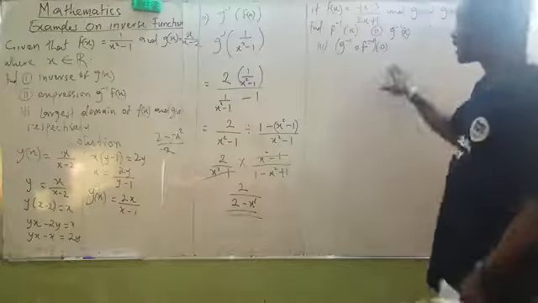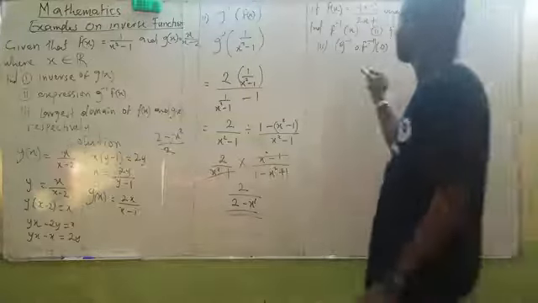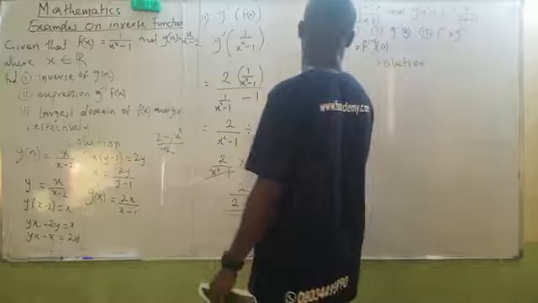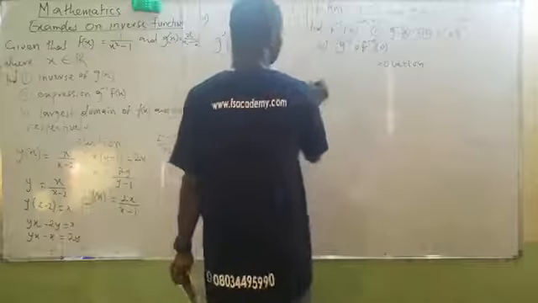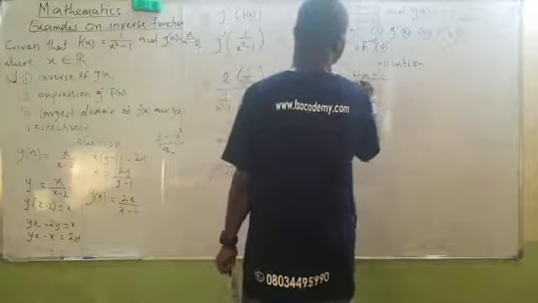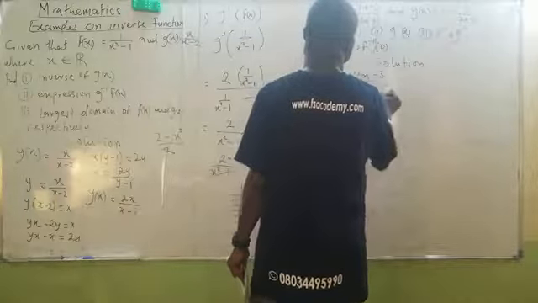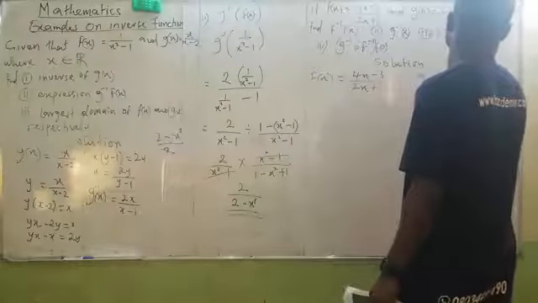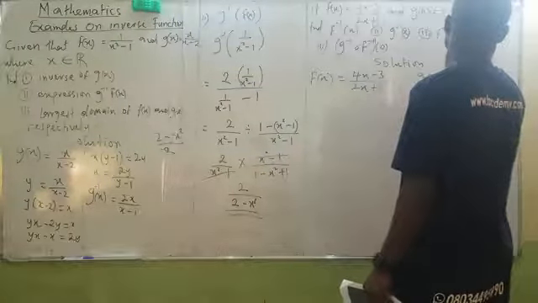Then the composite function. Now, what you just need to do here is very simple. Note this very well. The first one, you all know that f of x equals 4x minus 3 divided by 2x plus 1, and g of x equals 1 plus 4 divided by x plus 1.